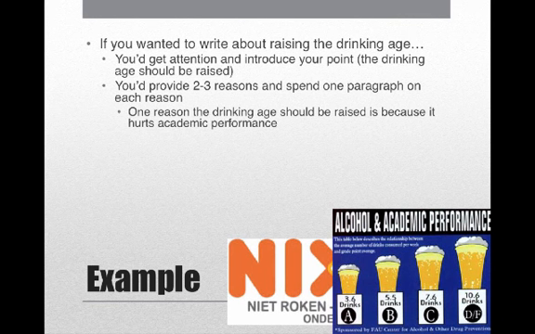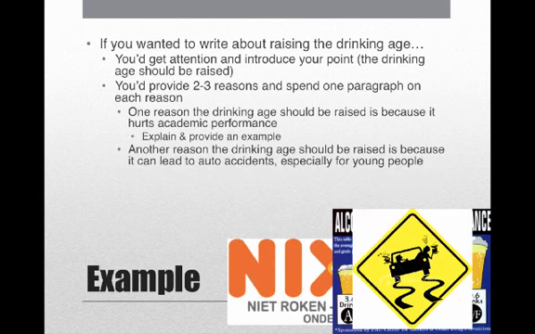One reason the drinking age should be raised is because it hurts academic performance. You would then have to explain that statement and provide an example, some backup, some evidence from research, some quotes from media articles, anything that will help you prove this point. The next paragraph might start with, another reason the drinking age should be raised is because it can lead to auto accidents, especially for young people. This is a clear topic sentence.